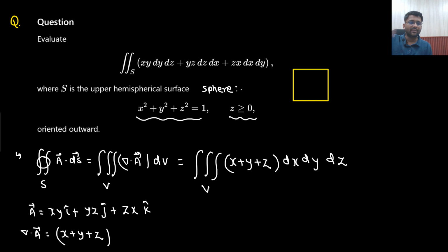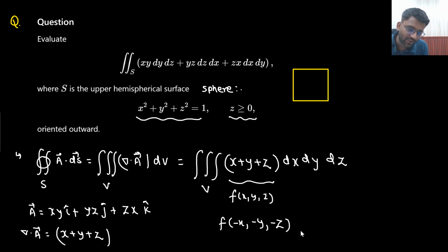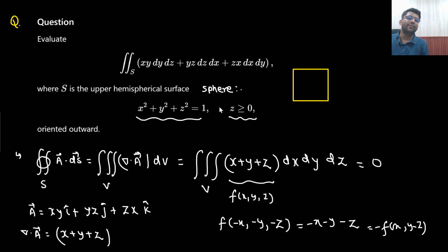You would know that it is symmetric about x axis, y axis and z axis all together. Then what you could have done here is treat this as a function f(x, y, z), and in place of x you would have put minus x, in place of y minus y, in place of z minus z. Then you can see that the minus sign will simply come outside. So this integral will come out to be 0 only if it was a sphere.